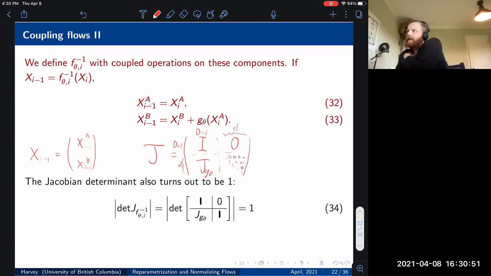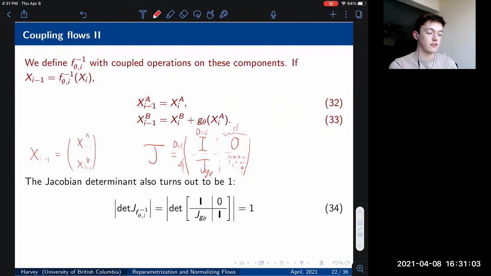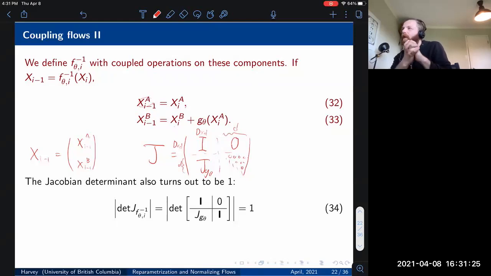Can I ask another question? Sure. At this point you're not doing anything with all the XAs, right? At what point is this still useful? And is that a problem? Yeah, so if we just have one layer of coupling flows, then we're just leaving lots of the dimensions unchanged. So if we want this to be practically useful, then we're going to stack lots of layers of coupling flows and swap around which elements we leave unchanged. So change how we partition these into A and B.